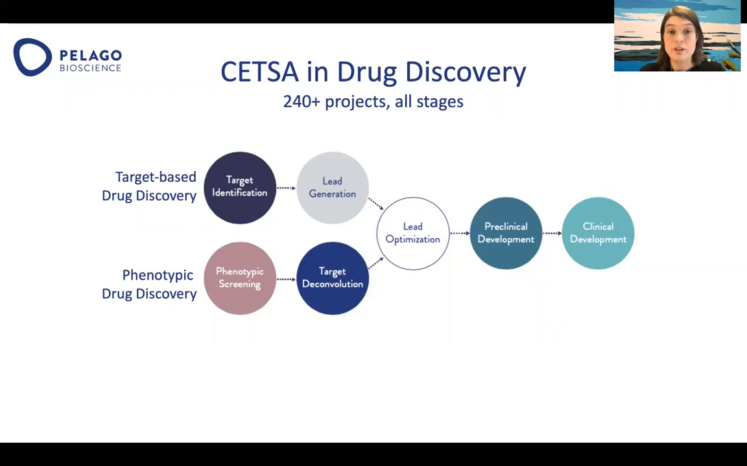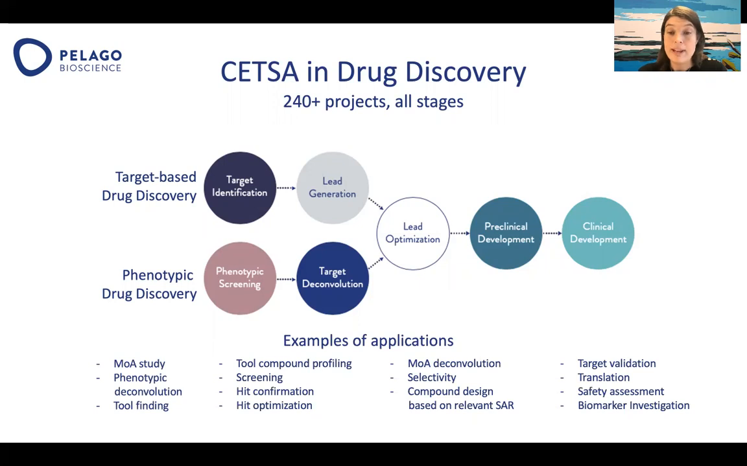Today we have done more than 240 projects. And that has been from early target identification to lead generation, but also working with projects in lead optimization and preclinical projects. We also supported some of the projects in clinical development. And the examples of application where CETSA can be used is quite broad. So that's from mode of action studies to screening up to generating relevant SAR for your compounds and lead optimization, to target validation, but also safety assessments.